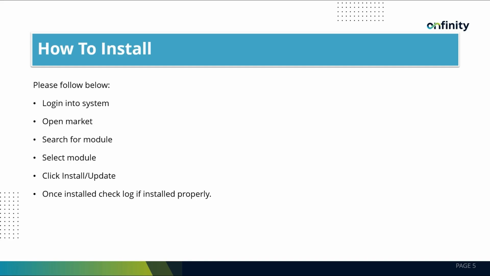How to install. These are the steps that the user must follow for installing the module. Login into System. Open Market. Search and select module. Click Install or Update button. Let's go through these steps one by one through training video.